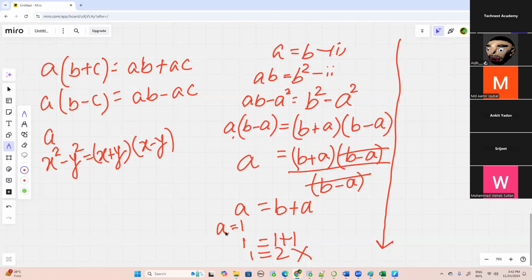Why? It is my wish. No, I can assume A equals 1, A equals 2, A equals 3. My wish. What is the problem here? Why can I not take A equals 1? Tell me. Give some justification. Because we then have given B equal to 1 also.